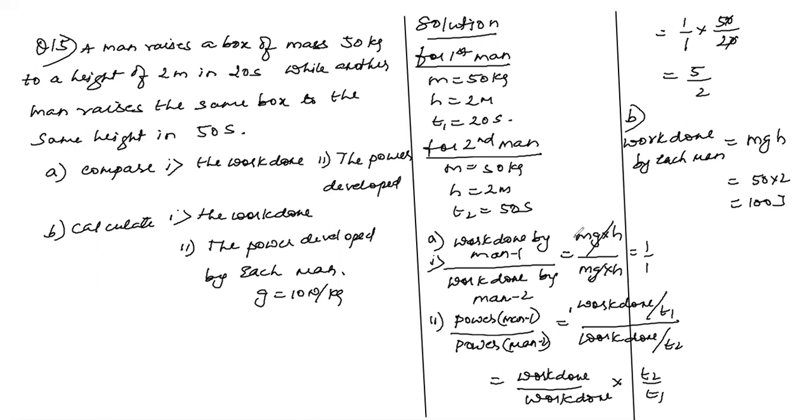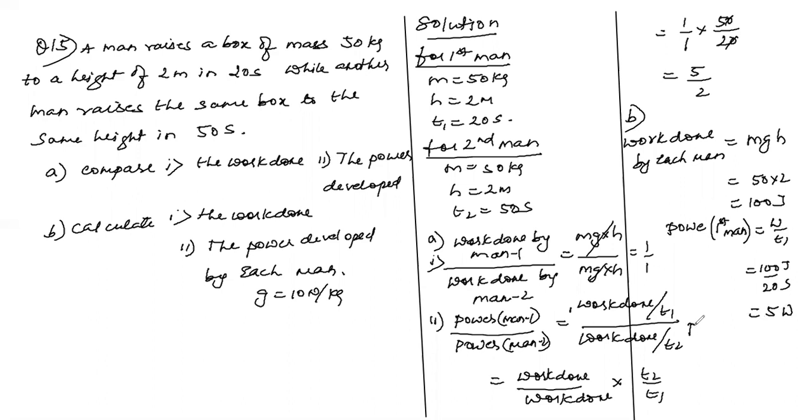Got it? But what is the power of the first man? Power of the first man is work upon time. 100 upon T1. T1 is how much, children? He has taken 20 seconds. So how much will it be? 5 watt.